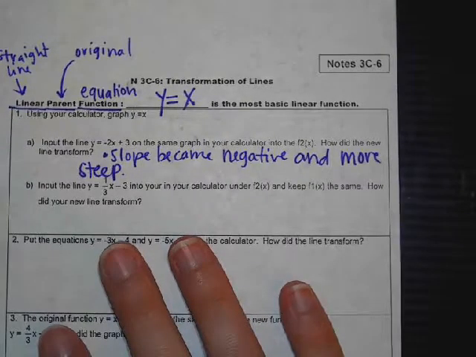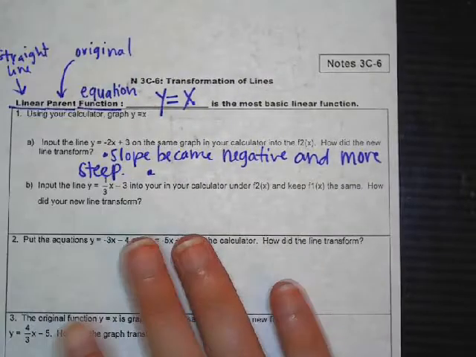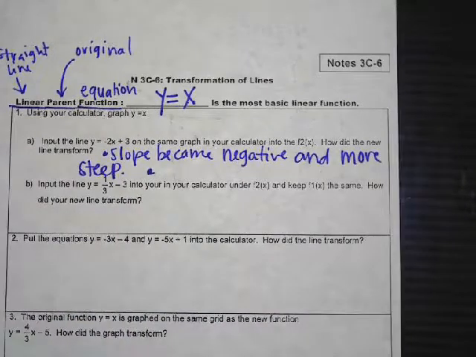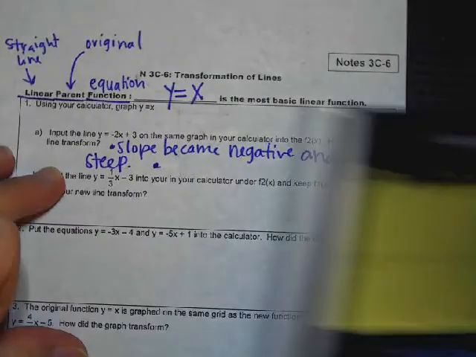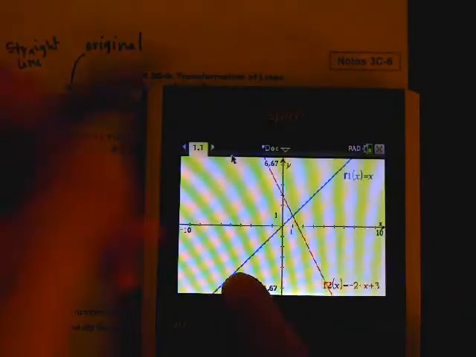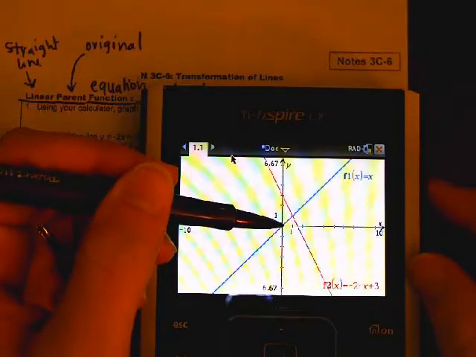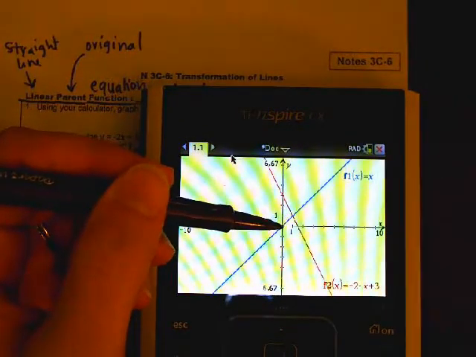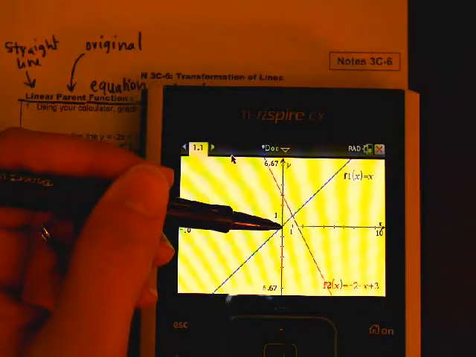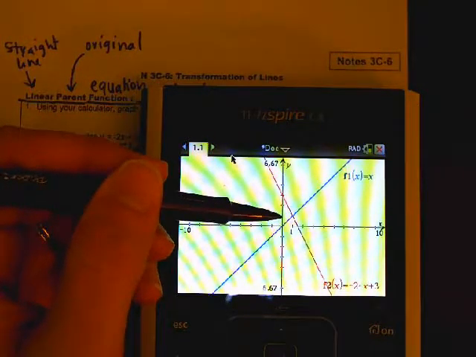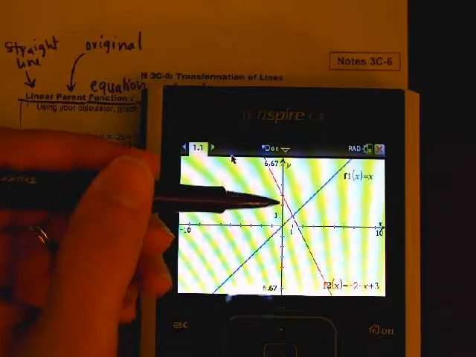Okay? So that's my slope. That's the first thing I'm going to talk about, slope. The second thing I'm going to talk about is the y-intercept. So I'm going to go back to my graph. Blue line is the original. Here's the y-intercept for the blue line. What happened to the y-intercept for the red line? The y-intercept went 3 up. Good. It translated. It shifted 3 units up.